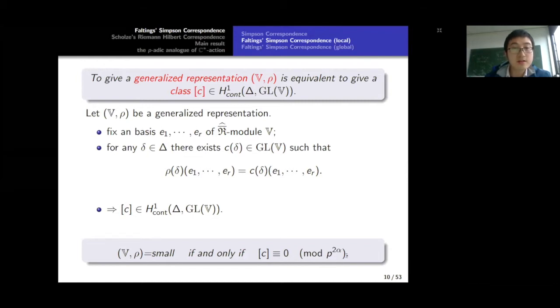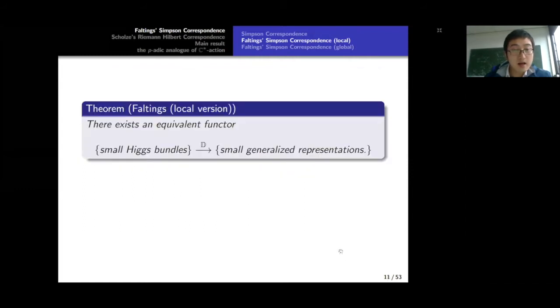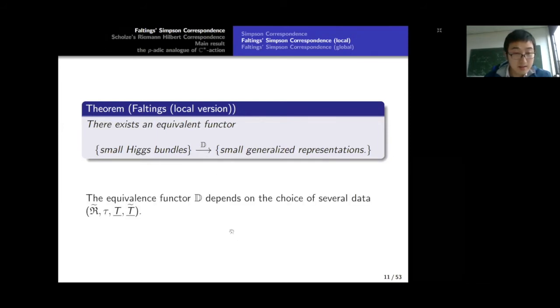Okay, this is for generalized representation. And now we can describe Faltings' theorem in the local version. There exists an equivalence of categories, a functor from the category of small Higgs bundles to the category of small generalized representations. Okay, we denote this functor by D. And this equivalence functor depends on the choice of several data. To describe this functor explicitly, we need to first introduce this data.